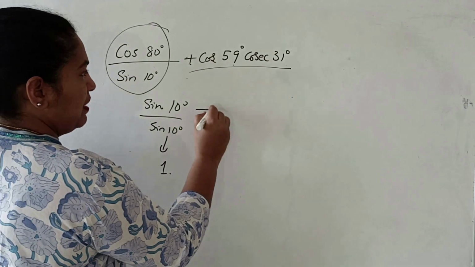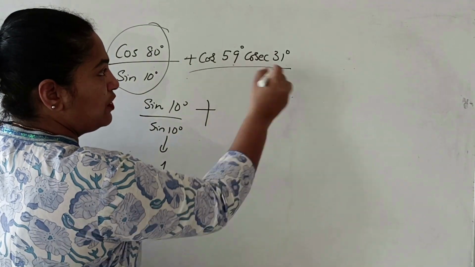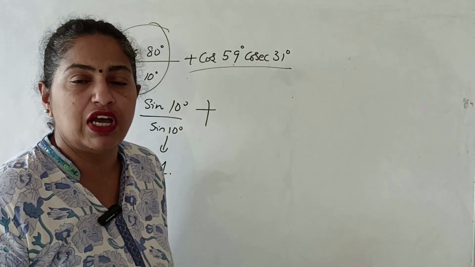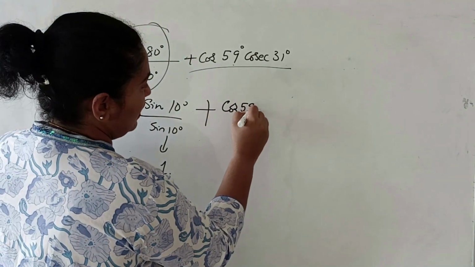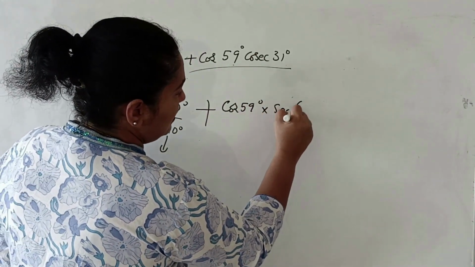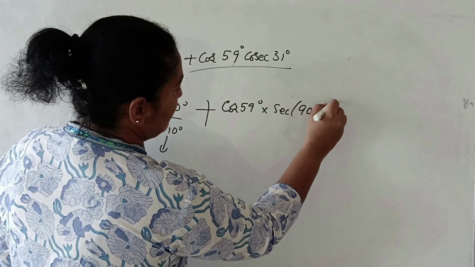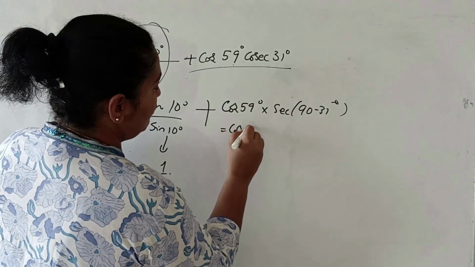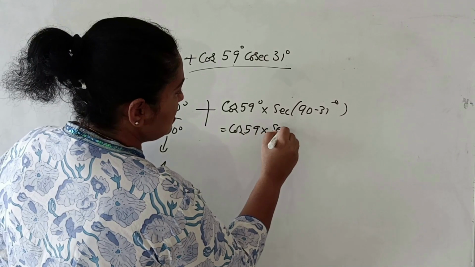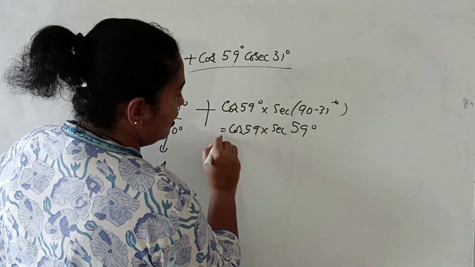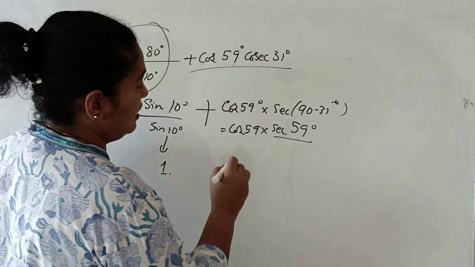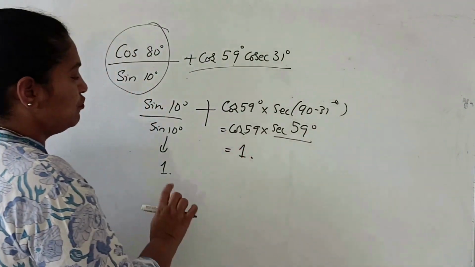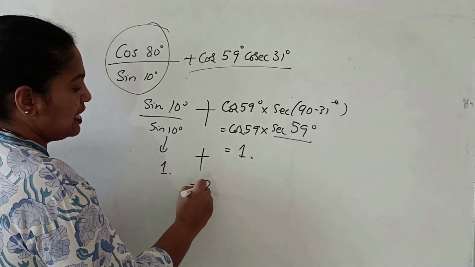Okay. Plus cos 59 and cosec 31. What should I change? I am going to change cosec 31. So I will get cos 59 into sec of 90 minus 31. So this is cos 59 into sec 59. You know, sec 59 is actually 1 by cos 59. This is also giving me 1. So 1 plus 1 finally gives me 2.